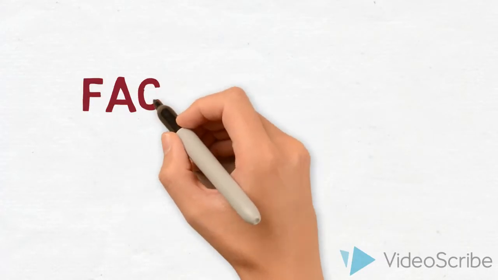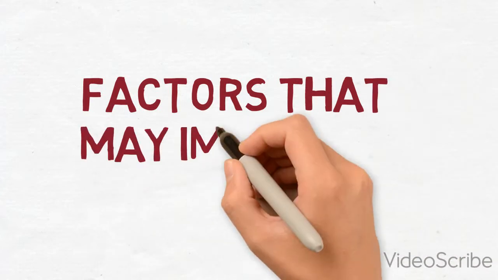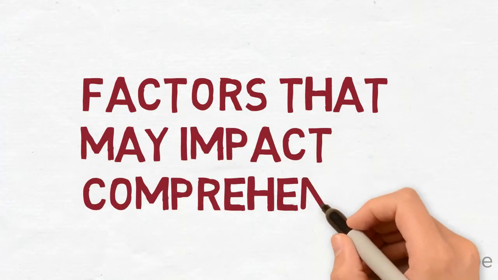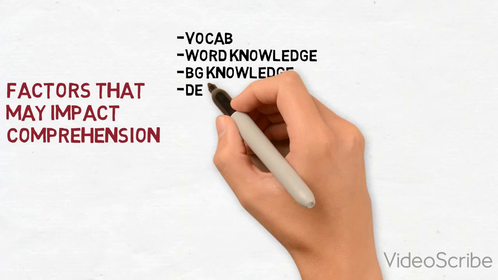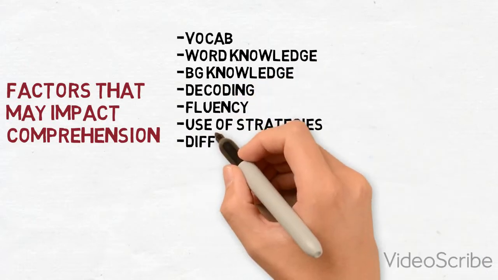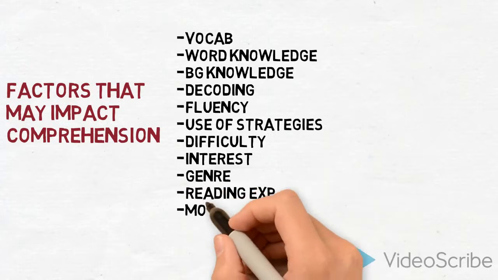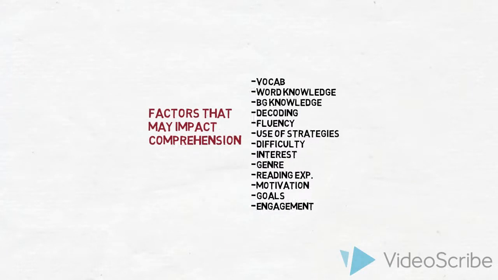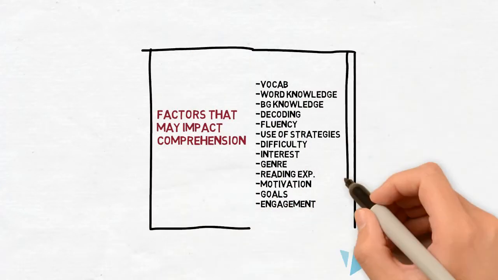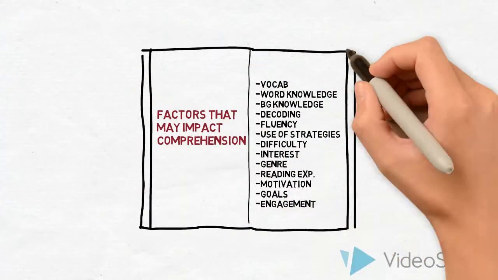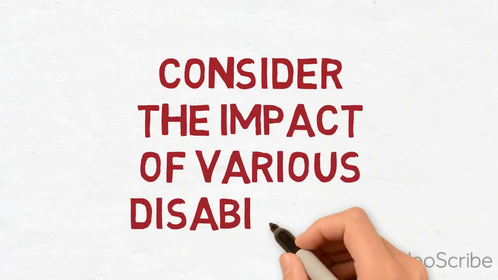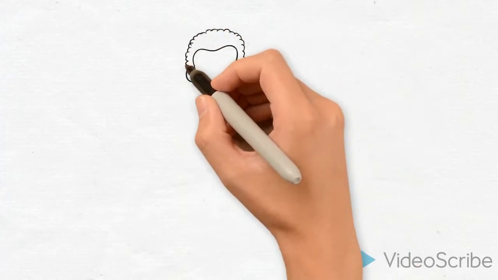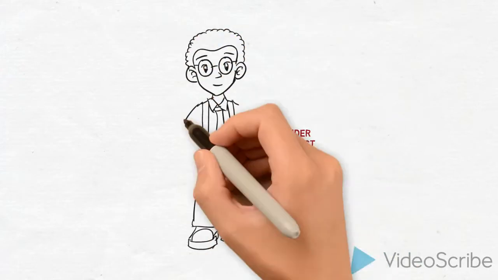Many factors can impact a child's ability to comprehend text. These may include things such as vocabulary, word knowledge, background knowledge, automaticity of decoding, fluent reading, understanding and use of strategies employed by effective readers, the nature of the text itself, such as difficulty and interest, the type or genre of the text, for example, fiction, nonfiction, and poetry, the amount of reading done by the student, motivation, purpose, goals, and engagement. In students with disabilities, the following may also be factors: developmental disabilities such as Down syndrome, specific learning disabilities such as dyslexia and dysphasia, attention, and memory.